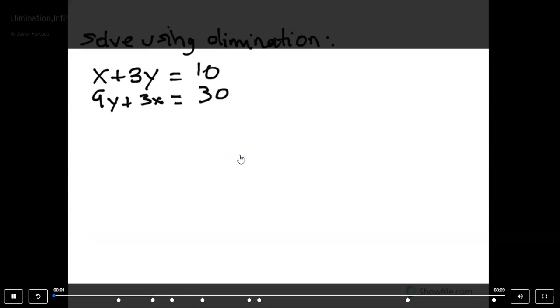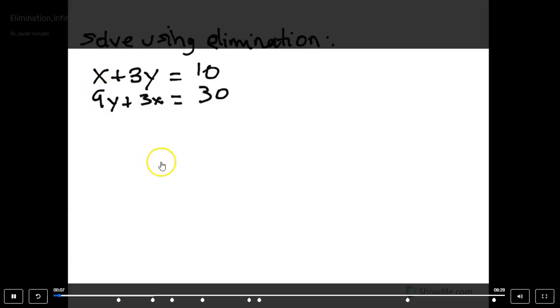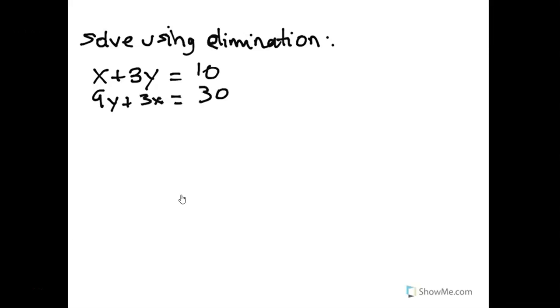Okay, so we are going to solve this system using the elimination method. The system is formed by the equations x plus 3y equals 10 and 9y plus 3x equals 30. We are going to follow steps 1 through 8 again to solve the system of equations.